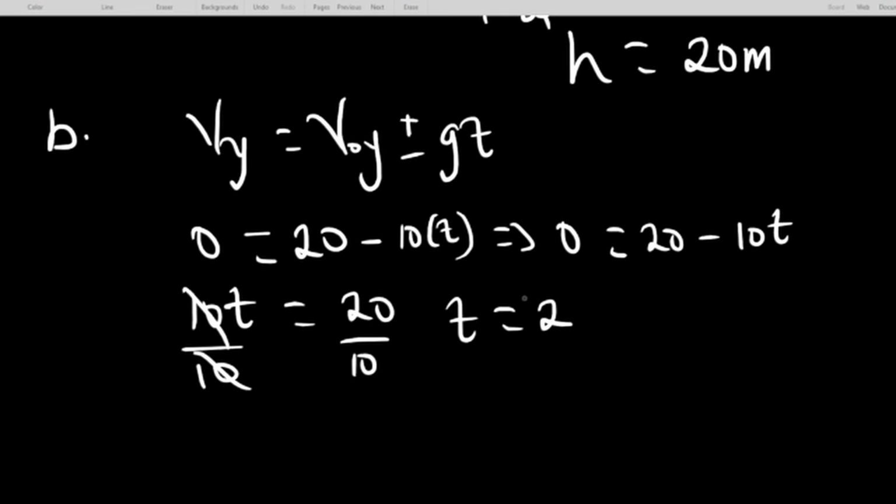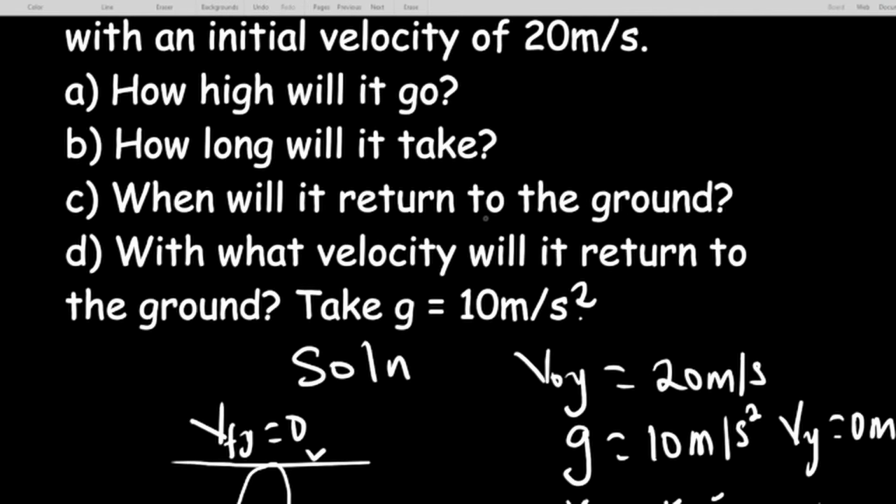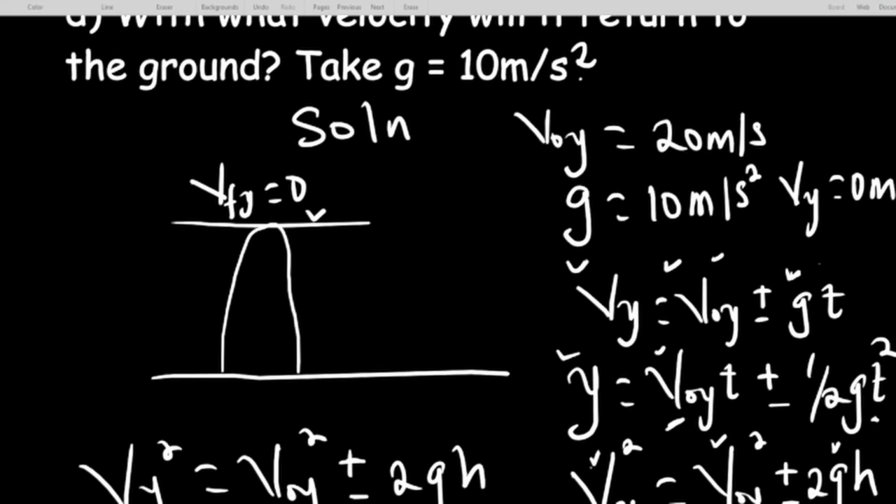Okay, now the next question is, when will it return to the ground? When exactly is it going to return to the ground? So now we are currently at the maximum height, so we can use the information that we have to find the time it's going to take to go from here to here. We found from here to here, which gave us 2 seconds. So we can also find from here to here, and then we add them together.